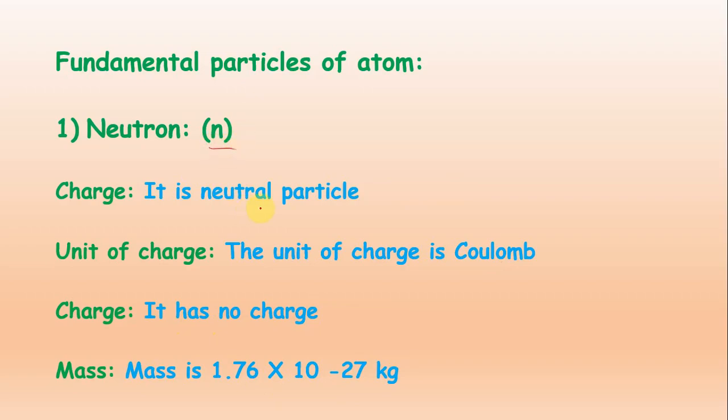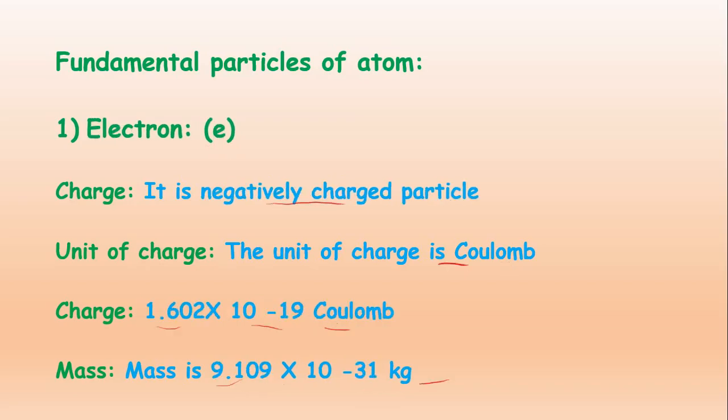Now the last fundamental particle, that is neutron, represented by small n, and it has no charge, it is a neutral particle. Unit of charge same, that is coulomb, and the amount of charge, as you know, it is a neutral particle, so it has no charge. And mass of the neutron is 1.67 into 10 minus 27. So these are the fundamental particles like electron, proton and neutron, and their main properties.